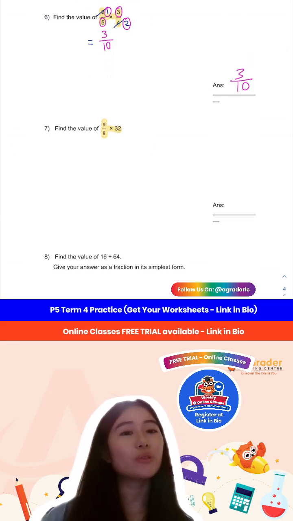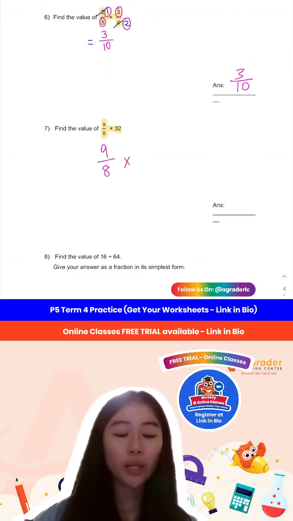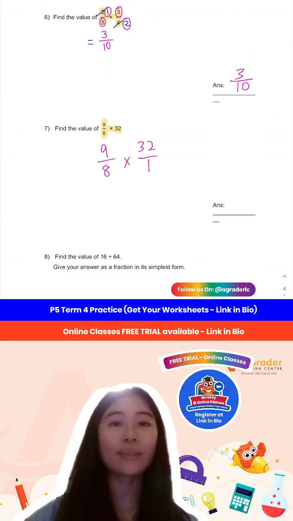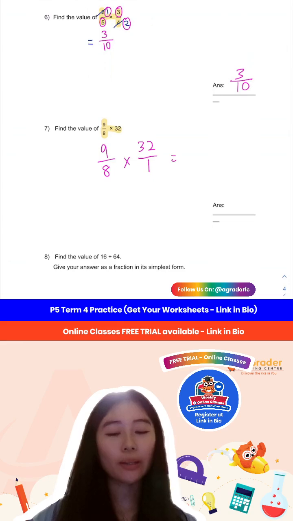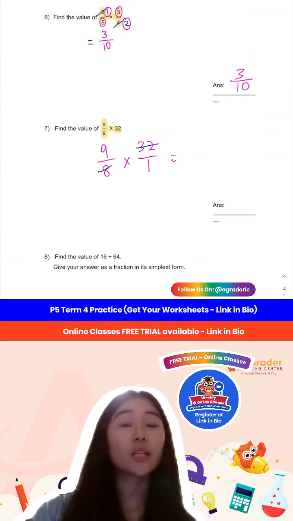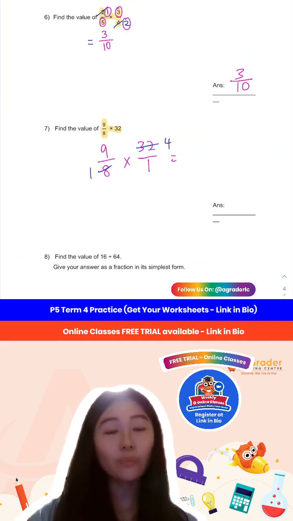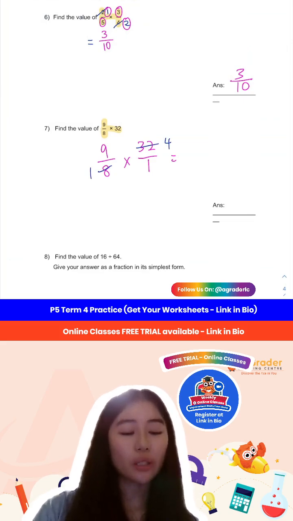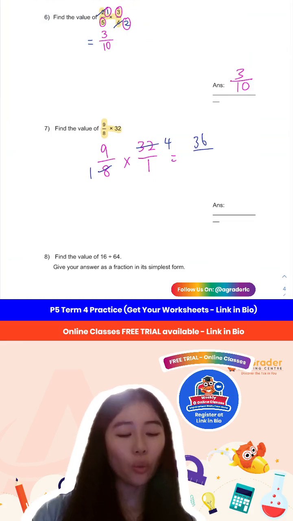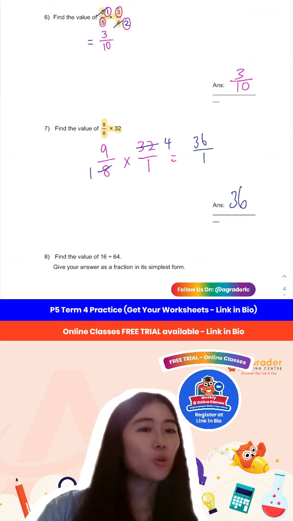Okay, so it seems like most of you said 36 as the answer. Let's check whether that's correct. So when you multiply 32, you can write 32 as 32 over 1. And then you multiply. So same thing, I'm going to cross cancel first. 8 and 32 can cross cancel. So both these numbers divide by 8. So you should get 1 and 4. And then you multiply the numerators, you get 36. Denominator, you'll get 1. So 36 over 1, just write it as 36. So yeah, okay, you guys are correct. 36 is the final answer.